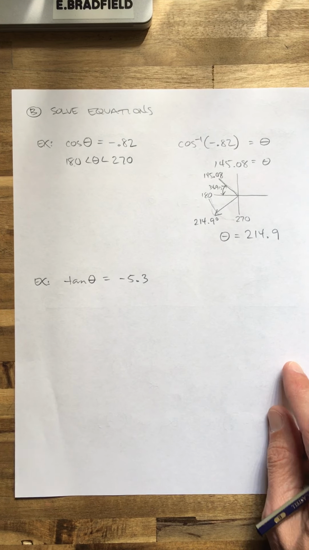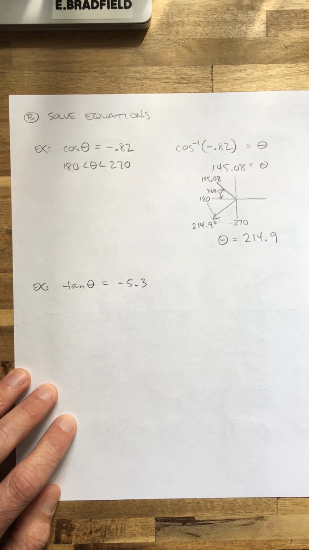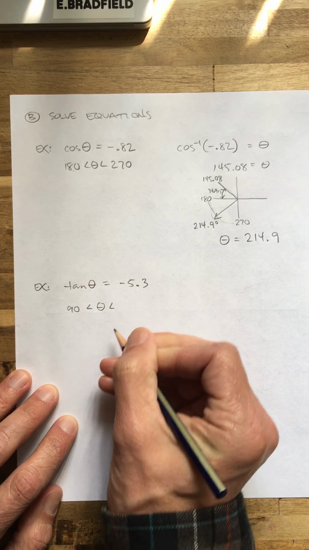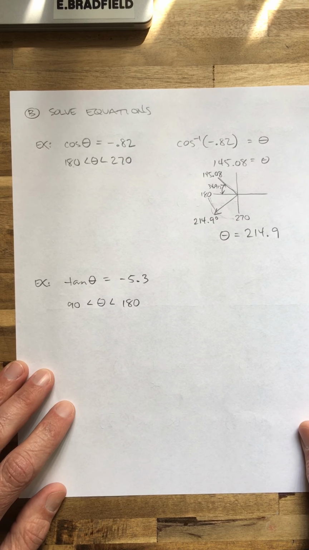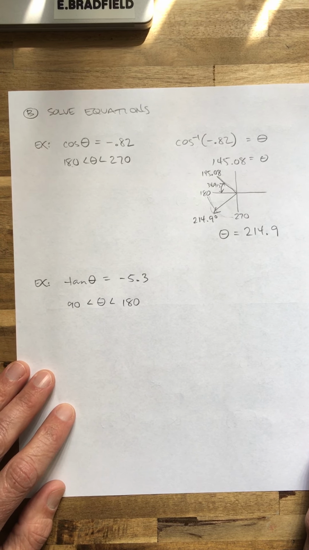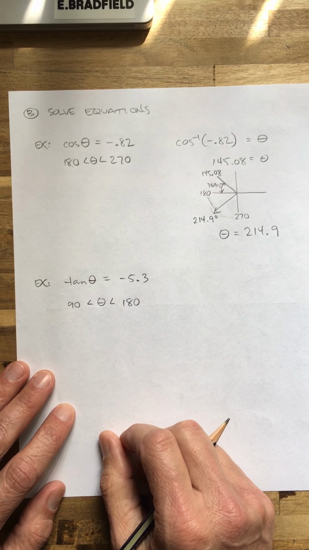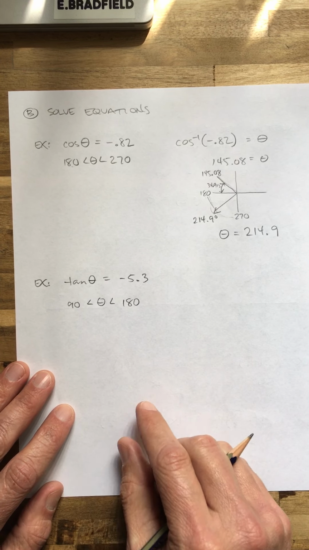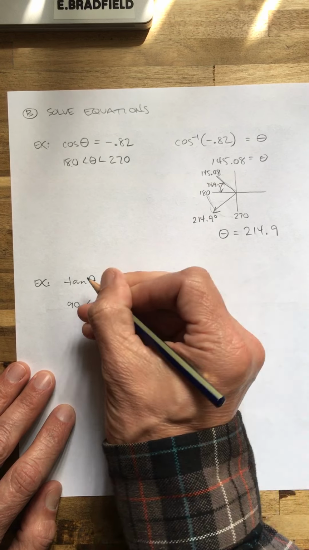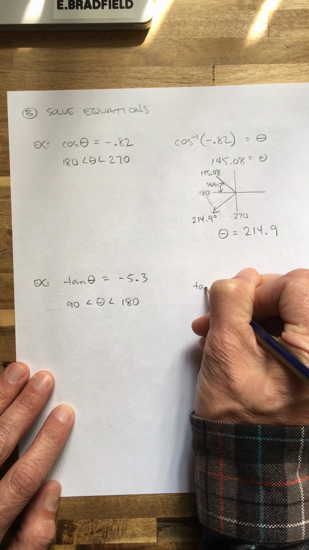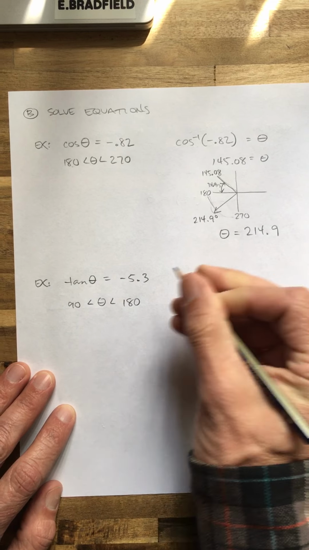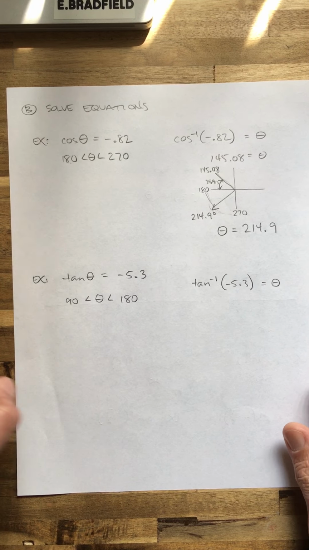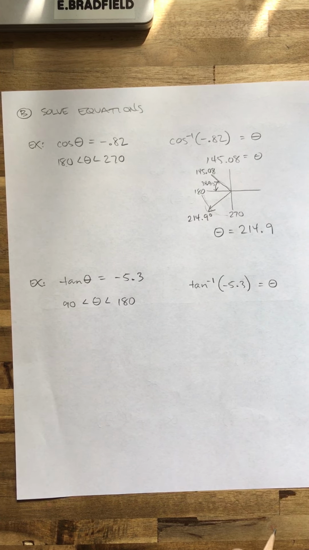So here, I'm just going to rewrite this the right way. Oh, and before I go on, I want my theta to be between 90 and 180. That's where I want my angle, okay? I know my angle from the calculator is going to be between 0 and negative 90, but I want my angle to be between 90 and 180. So we'll get there. First off, let's say that we want the inverse tangent of that ratio, negative 5.3, and that's going to equal theta, okay? And remember, we said it's going to be between 0 and negative 90.